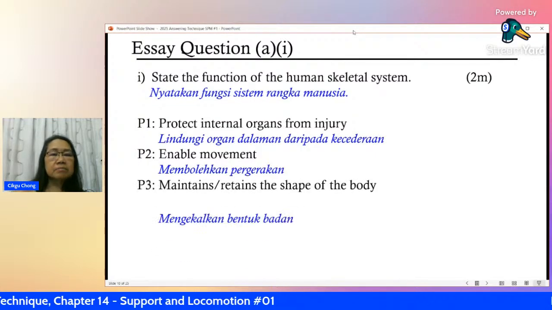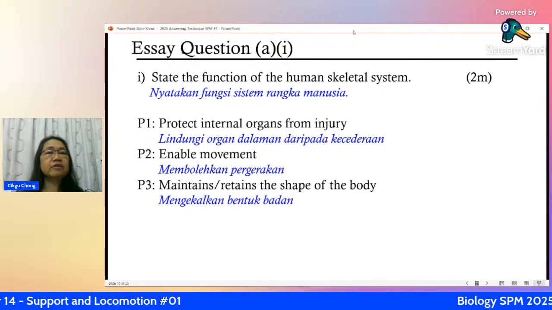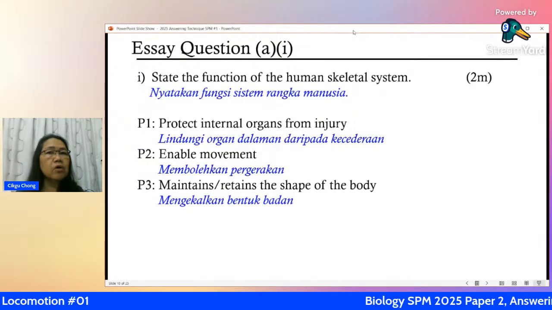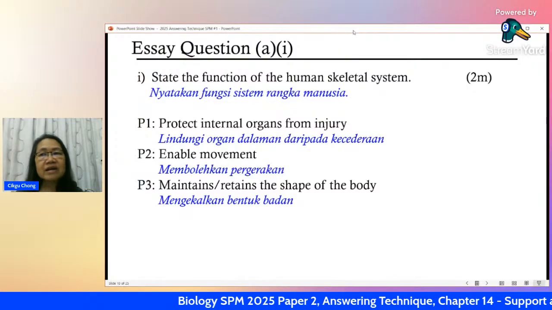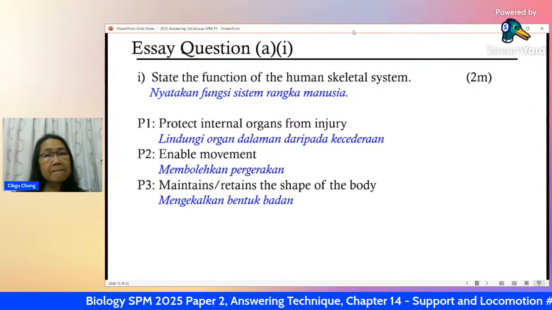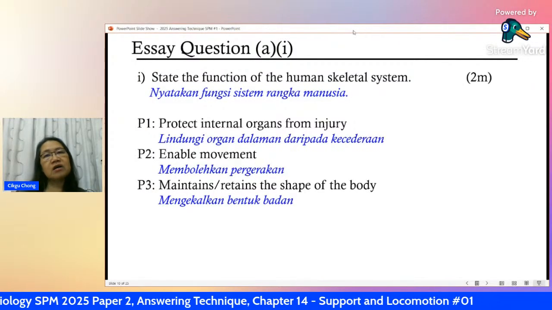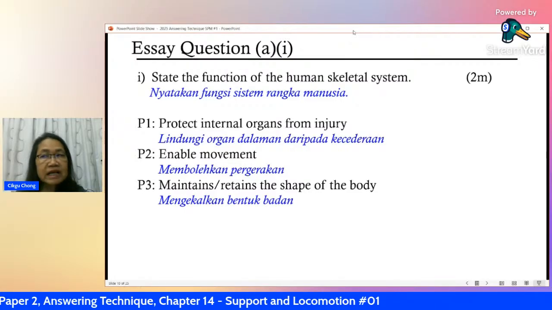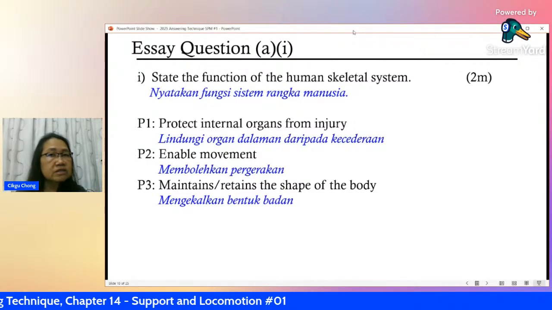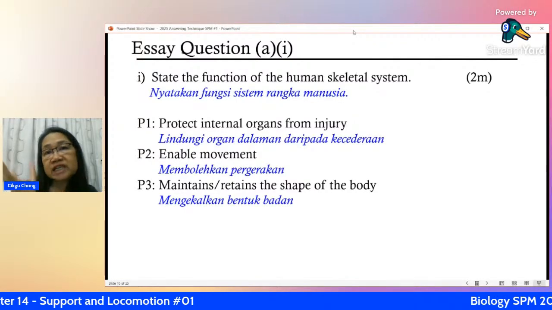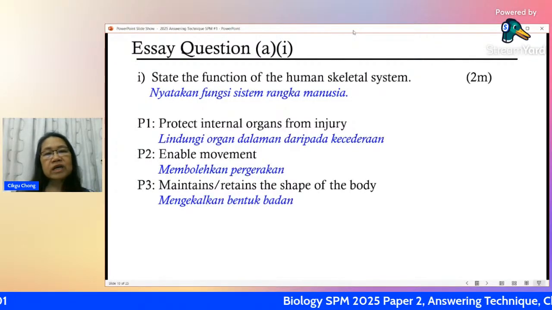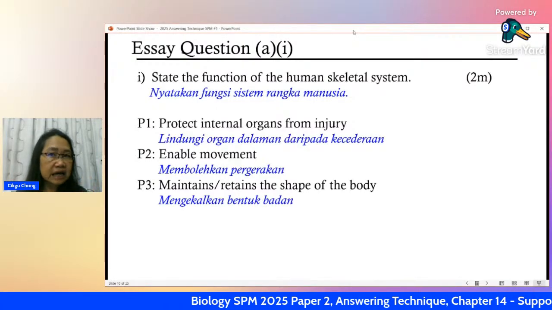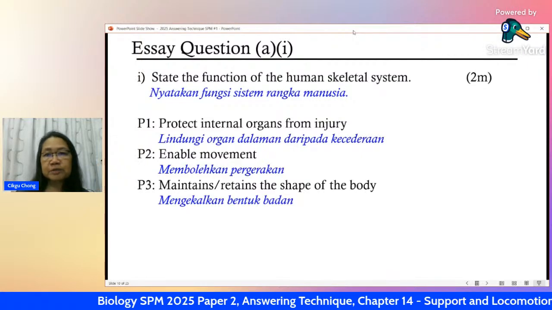Okay, next, maintains or retains the shape of the body. Yes, okay, without the bone, we are just like jellyfish, or squid, sotong, right? We are not able to stand up. We are just like a pile of octopus on the floor, right? Without the water buoyancy, the octopus also will not be able to retain its shape. So it's just like a block on the floor there. So we have bone so that we can stay upright, okay, retain the shape.